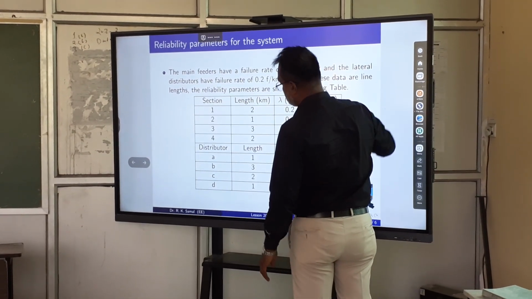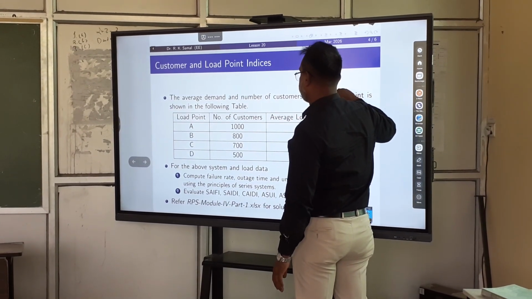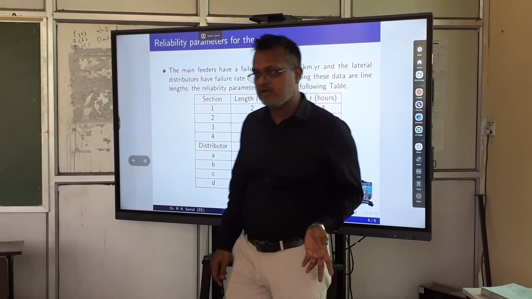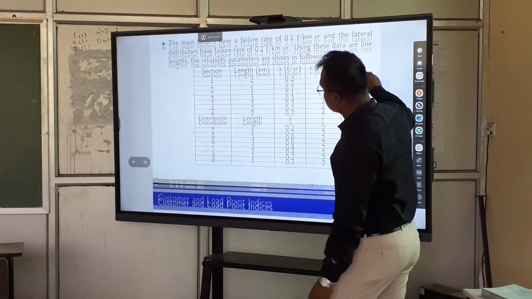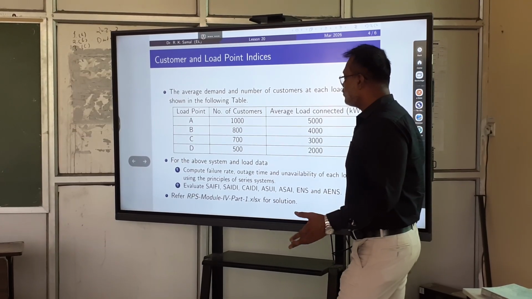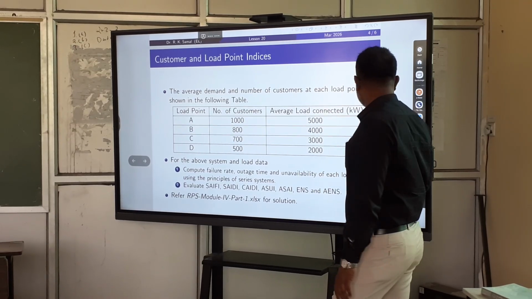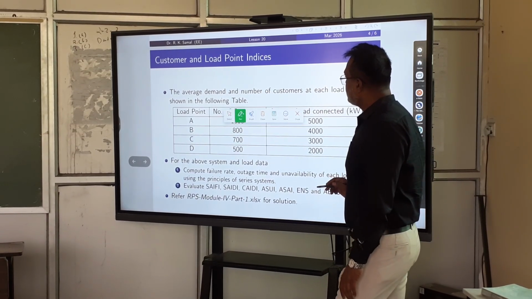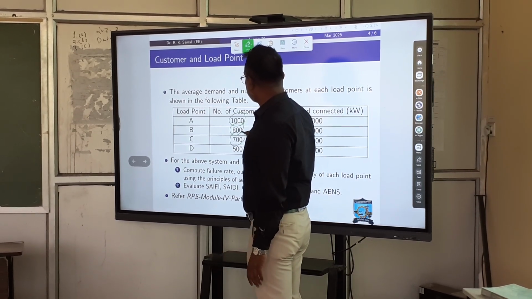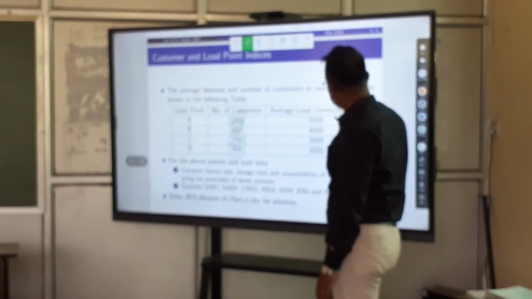Now we are going to solve this. This is the data for the distributors and feeders. What about the customer data? These are the customer and load point data. Unless you know the number of customers and demand, how are you going to calculate the indices? The average demand for these four load points are 100, 100, 700 and 500. These are the number of customers: 5,000, 2,000, 2,000.